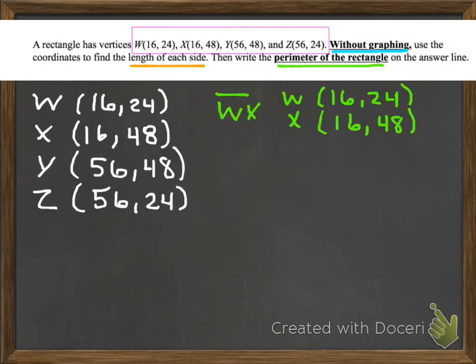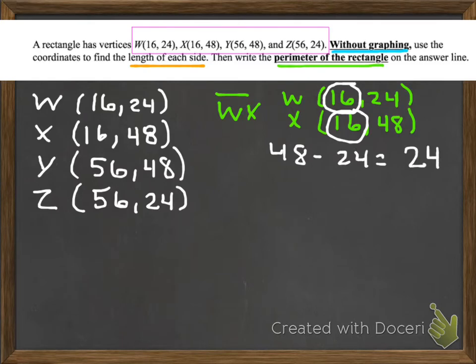So as you can see, I've started with line WX. The reason I started with line WX is because they share the x coordinate of 16. So right away, remember I had you guys circle the 16 and circle the 16 because that's what they have in common. You can't find the difference in the other coordinate unless one of the coordinates is the same. Then for this one, we've got 48 minus 24. So that is going to give us a side length of 24.